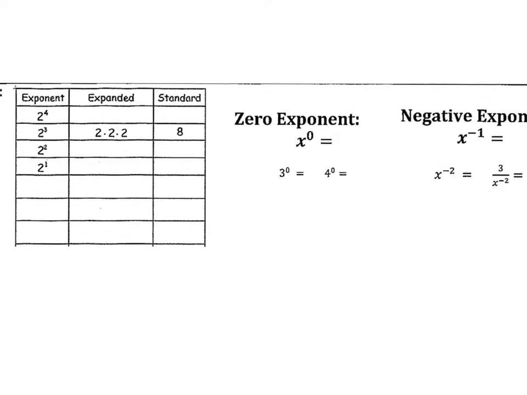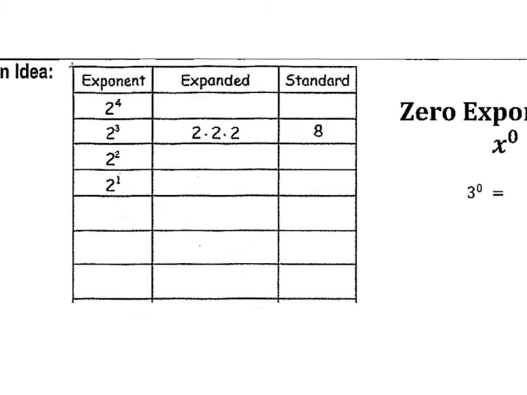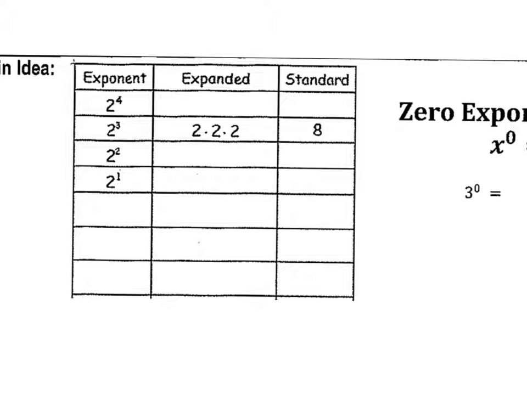So let me do this for now. Okay, 2 to the 4th. How do I write that expanded out? Okay. Great. And what is that math answer when I multiply it? 16. Awesome. I did 2 to the 3rd. 2 times 2 times 2, that's 8. Okay, what about 2 squared, expanded? What's that math answer, standard form? 4. 2 to the 1.